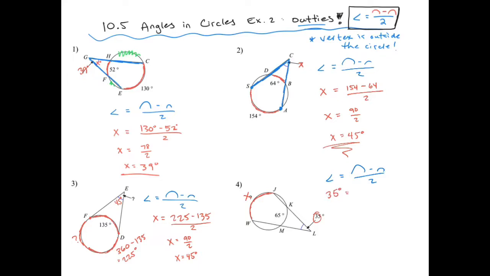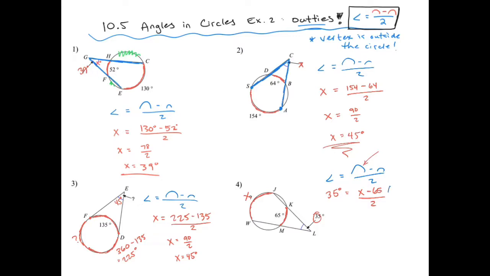I don't know my big arc, and I know that my little arc is 65 degrees. So this is going to be an example where I've got to use a little bit of algebra. I set it up the same way, but this time what I don't know was the arc. So let's use a little bit of algebra.